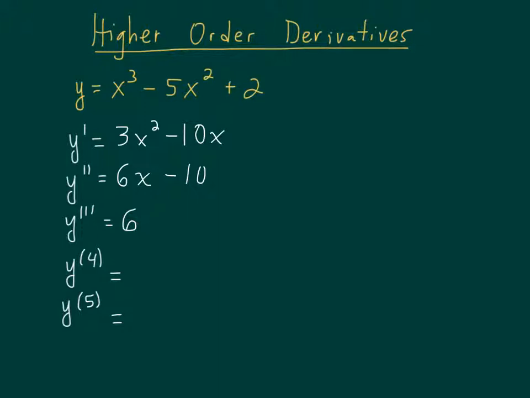Now we don't use those little prime marks beyond 3 because it would get messy looking. So instead we use the number in parentheses. So the fourth derivative, you can see y to the fourth like that in parentheses. Please understand, by the way, this is not equal to writing it as y to the fourth. So if we want the fourth derivative, we need to use parentheses. So that would be 0, and then the fifth derivative would be 0, and any subsequent derivative, of course, would still be 0 for this particular function.